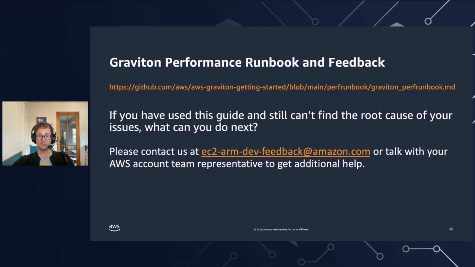If you have used it, and if you still can't find the root cause for your issue, what can you do next? A good way is to contact us at ec2-arm-dev-feedback@amazon.com. Both the Graviton performance team and the Graviton SA team is behind this address, so we can answer you. Or you can also talk directly to your AWS account team and get additional help.